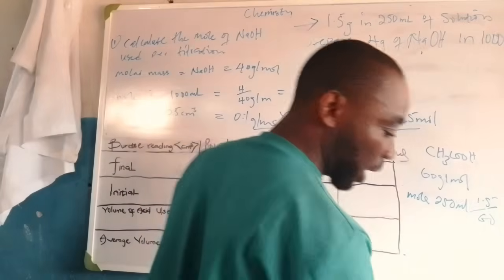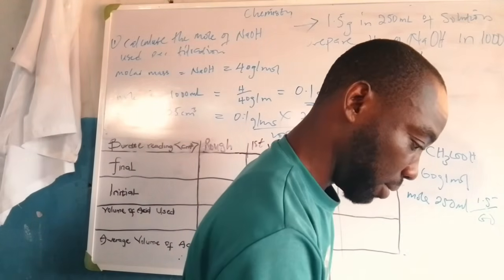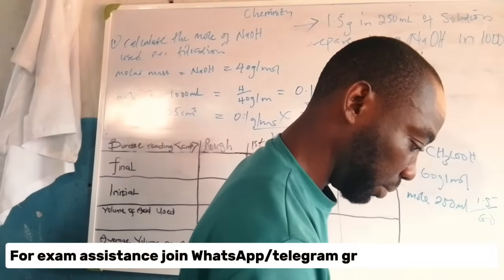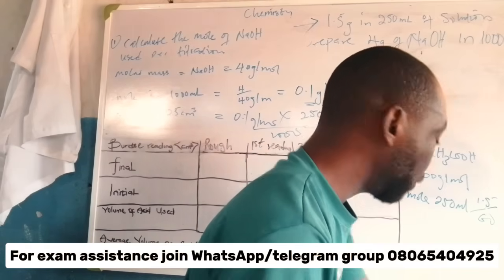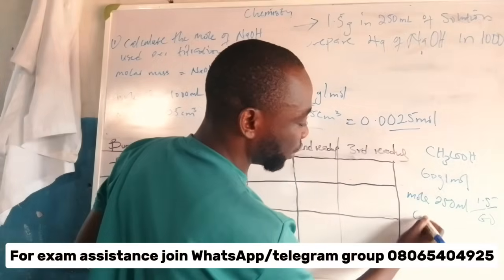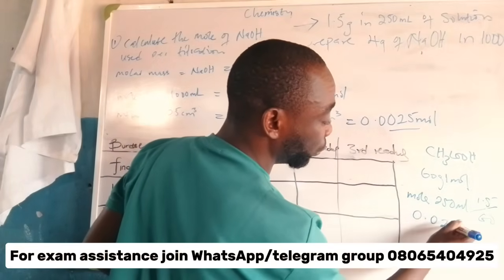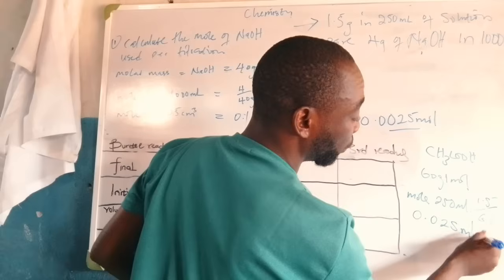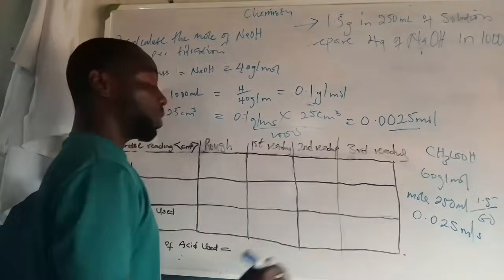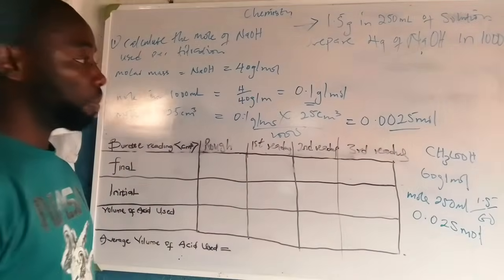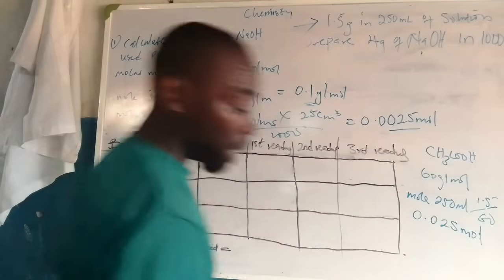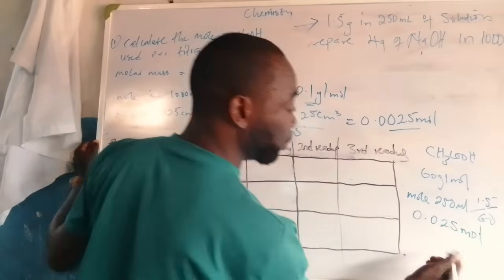1.5 divided by the molar mass, which is 60 grams per mole. So when we punch our calculator, it will give us 0.025 moles. Okay, that is what it will give us, 0.025 moles.